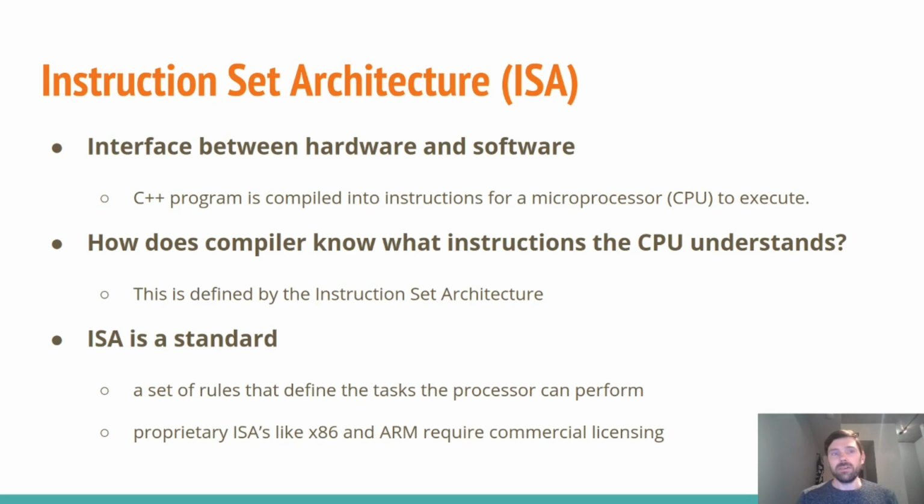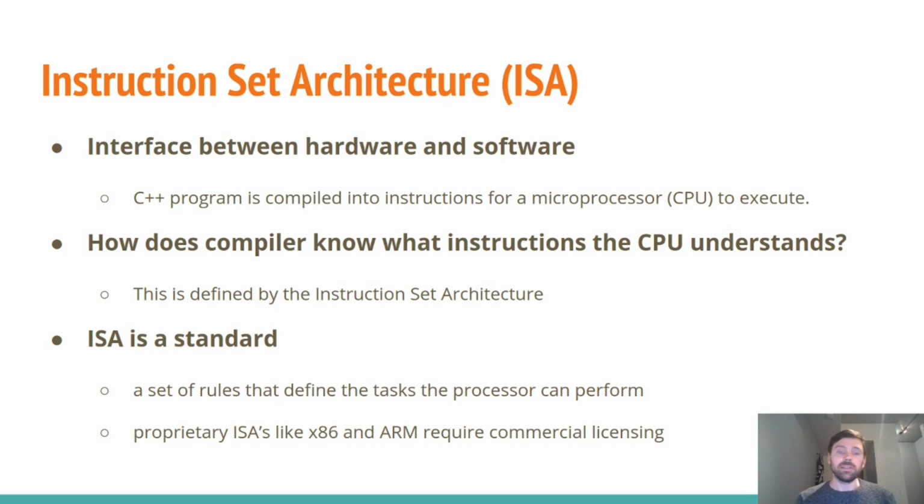So RISC-V is an instruction set, or an ISA. This is the interface between the hardware and the software. For example, let's say we have a C++ program. Well, that gets compiled into instructions for a microprocessor to execute. But how does the compiler know what instructions the CPU understands? This is defined by the instruction set architecture. So the ISA is a standard, a set of rules that define the tasks the processor can perform.